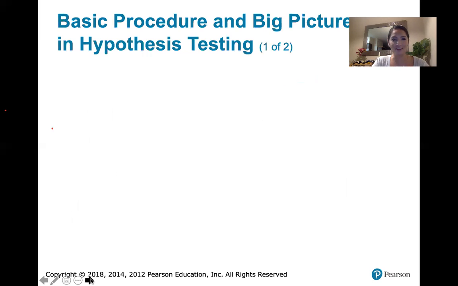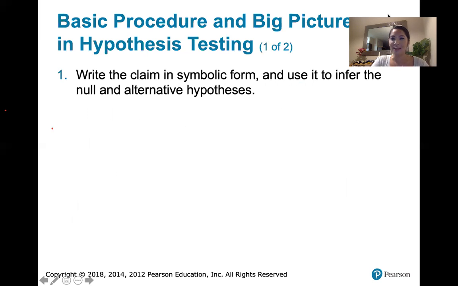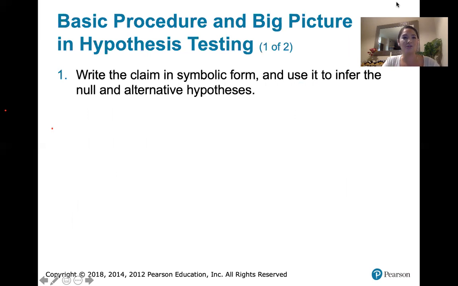Now, before we talk about significance, I want to review the basic procedure and the big picture for hypothesis testing again. We always start by writing our claim in symbolic form and using it to infer a null and alternative hypothesis. Hypothesis testing is about testing a claim. So someone's going to say, I claim that this is true. And the question is, is it? We're going to be able to determine whether evidence suggests the claim is true, or false, or that the claim might be true or might be false, using a formal hypothesis test.